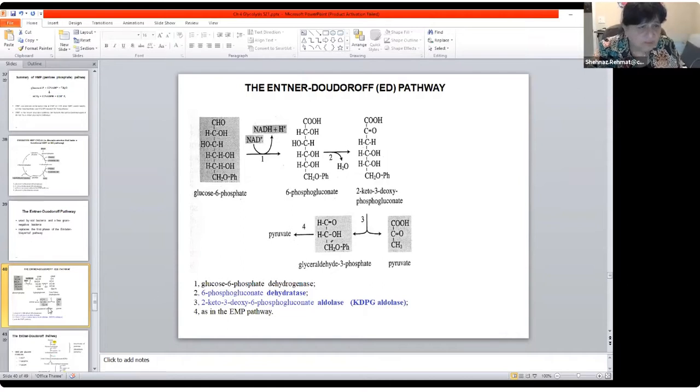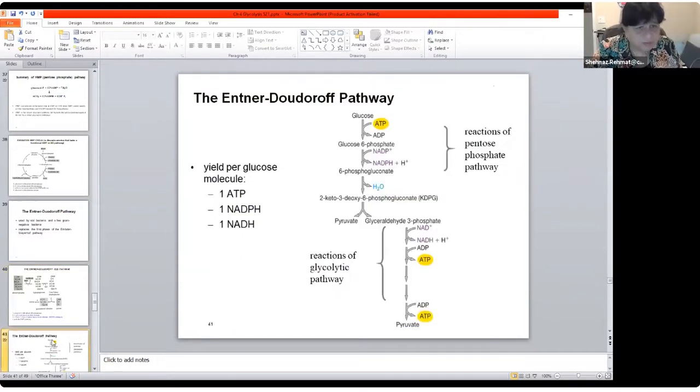So definitely, if you look at it, it looks like a hybrid to me. The Entner-Doudoroff pathway starts here with the reactions that are similar to the HMP pathway first, then the unique step of creating KDPG, and then glyceraldehyde 3-phosphate going into the conversion to pyruvate, and this will be your regular EMP pathway. So you're looking at HMP here, unique step, and then EMP here.